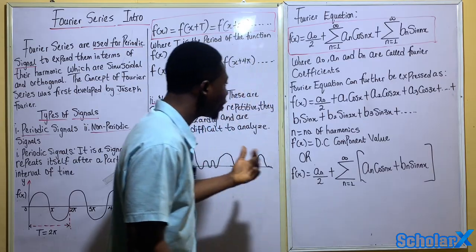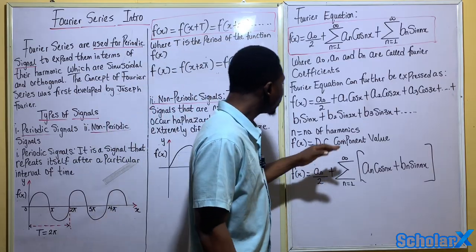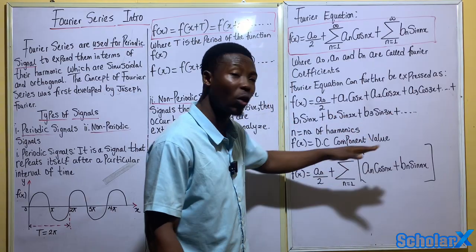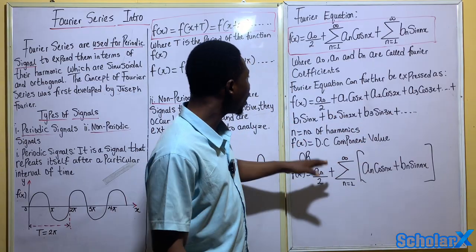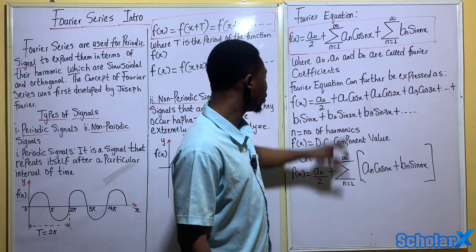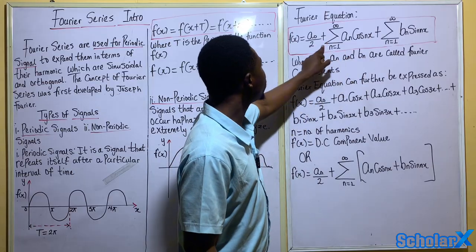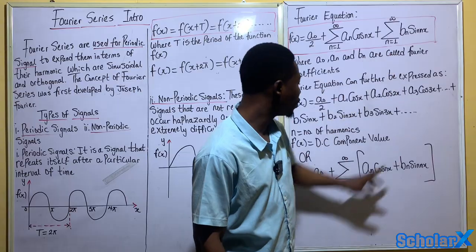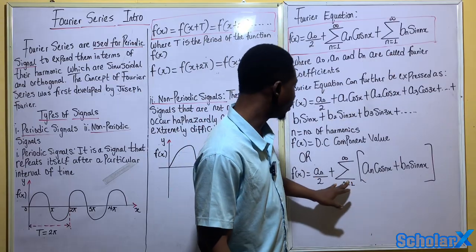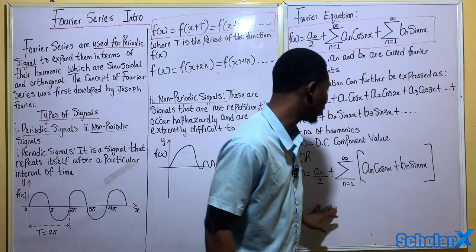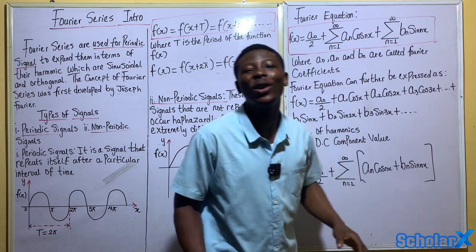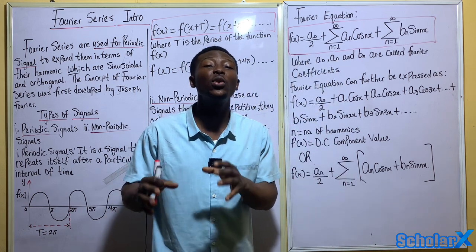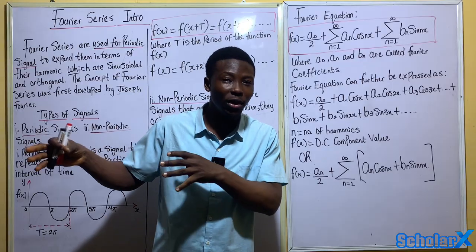So now f of x is, of course, the DC component. That's the direct component value. Now this f of x here can also be written like this. You can see the summation from n is equal to 1 to infinity is common here and here. So I can decide to factorize it out and still write it like this. Now let's go further to look at more concepts on Fourier series that are going to help us in our journey in Fourier series.